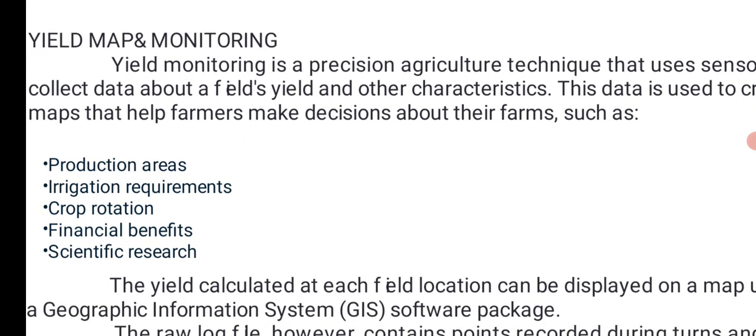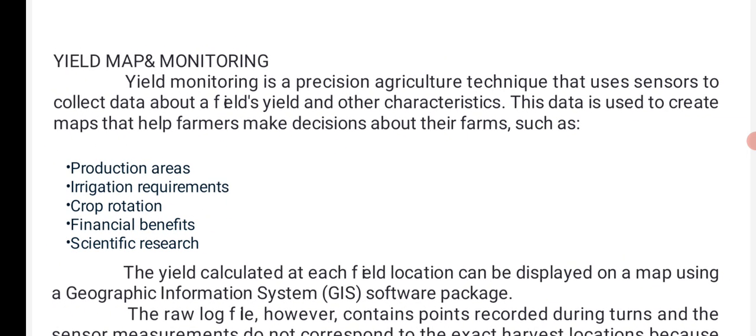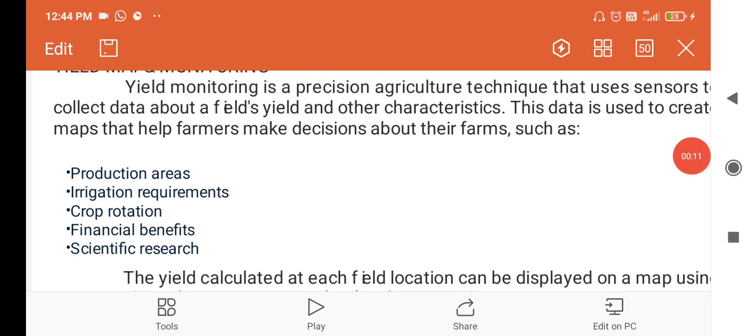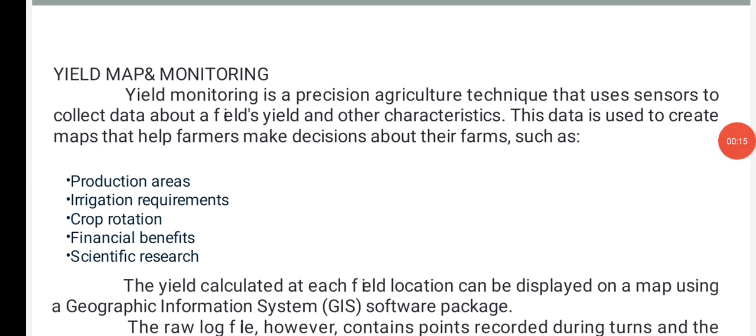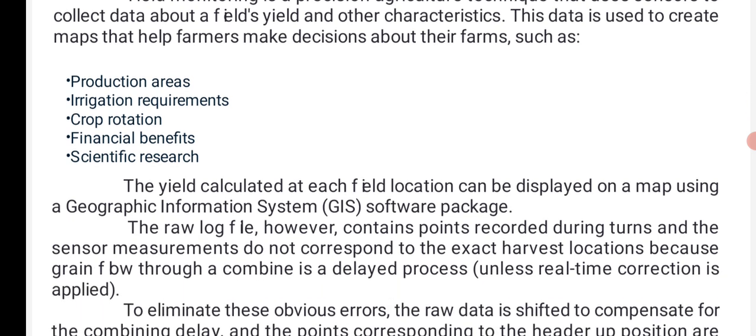Yield map and monitoring. Yield monitoring is a precision agriculture technique that uses sensors to collect data about a field, yield and other characteristics. This data is used to create maps that help farmers make decisions about their farms such as production areas, irrigation requirement, crop rotation, financial benefits, scientific research.